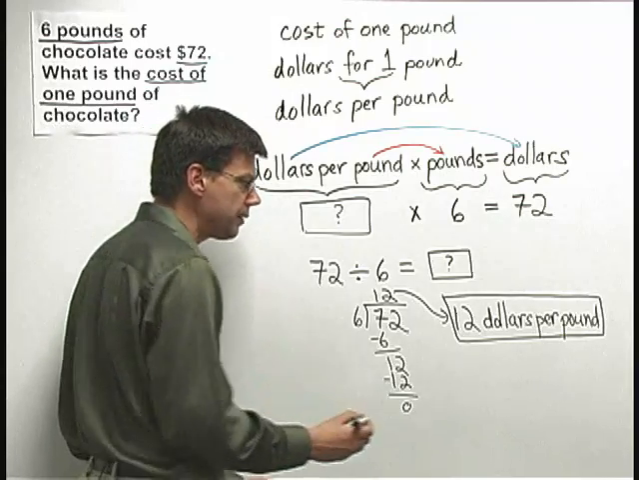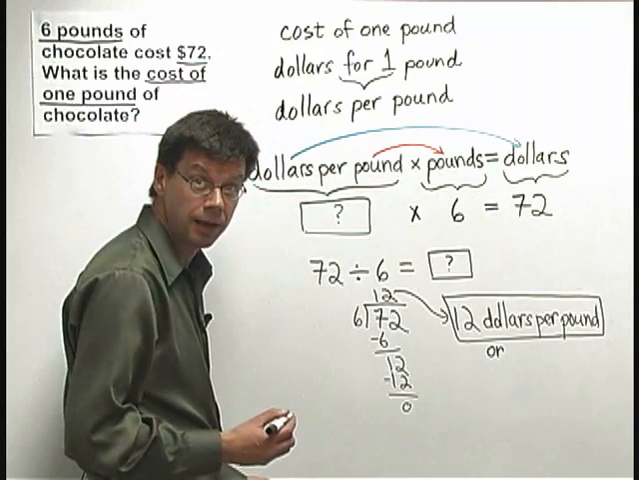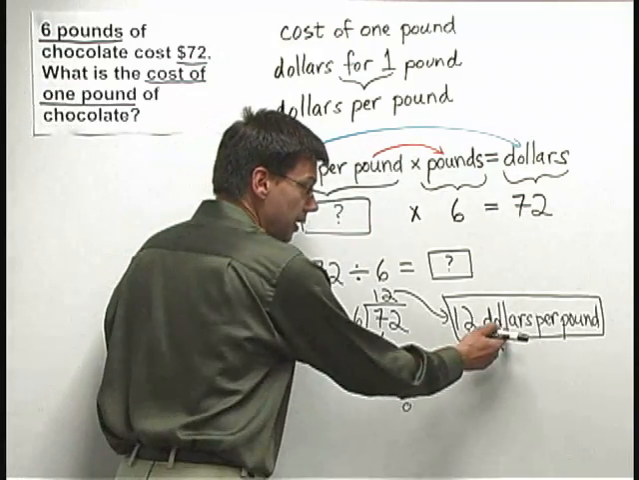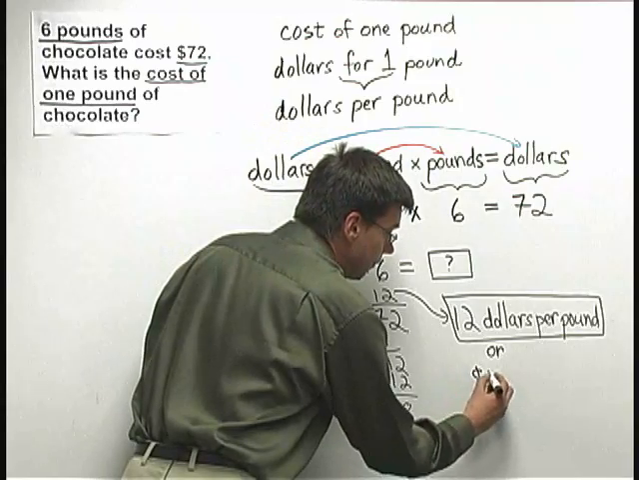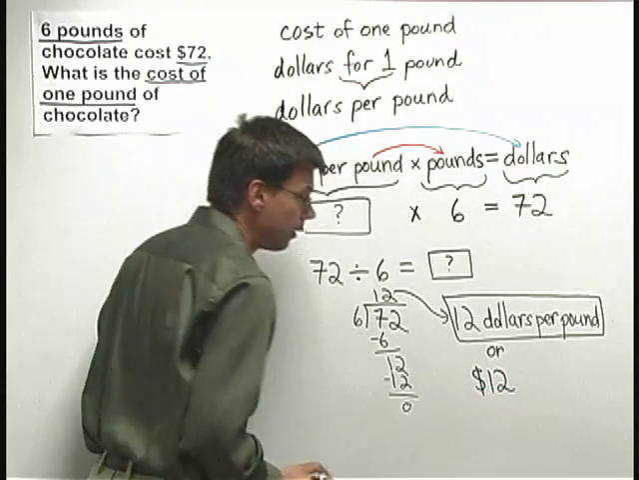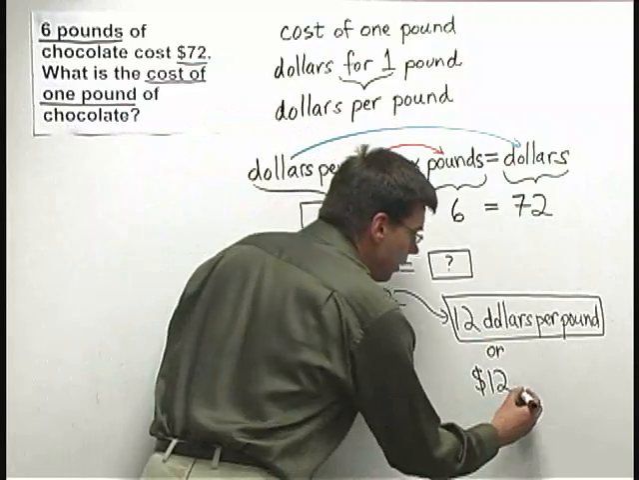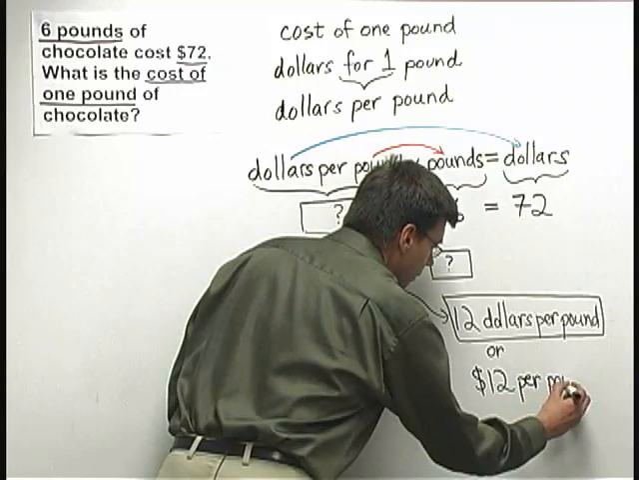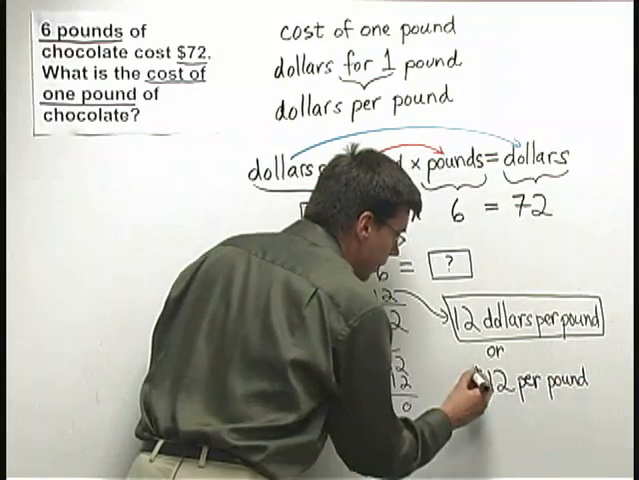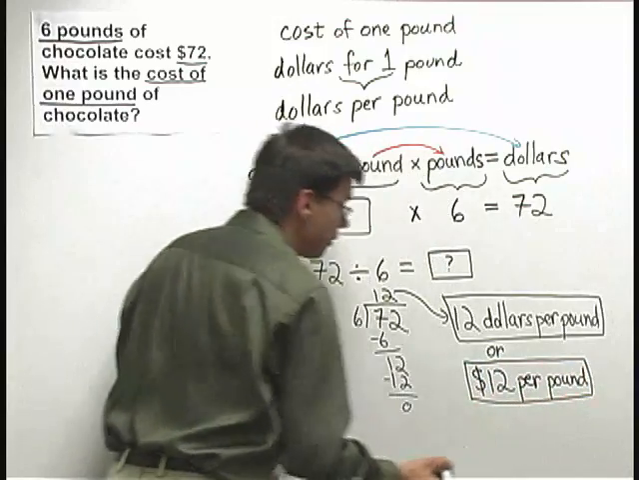One last thing I want to say here is that people often write this answer another way. If you use the $ symbol for dollars, the $ goes in front of the 12. You don't need to write the word dollars then. You can just write per pound. That means exactly the same as $12 per pound.